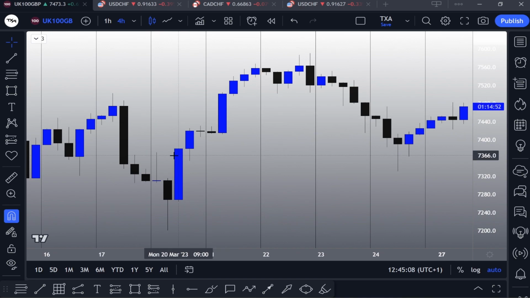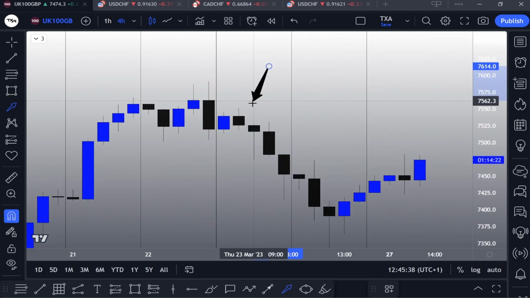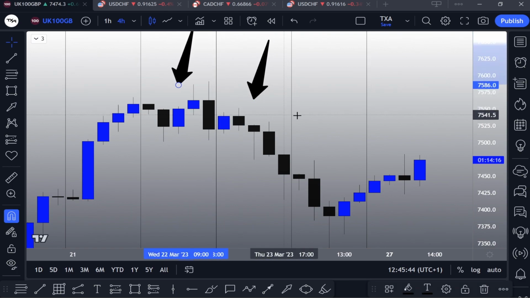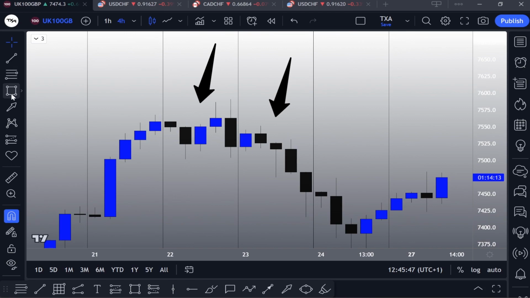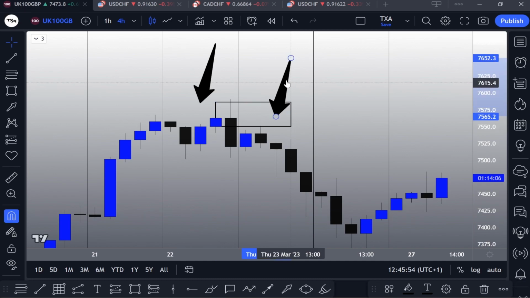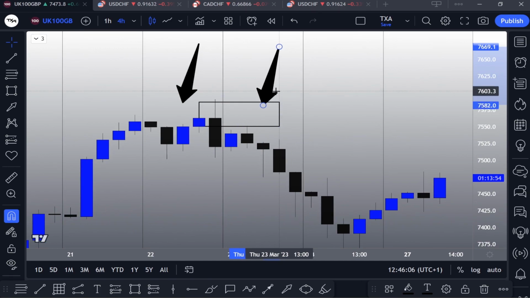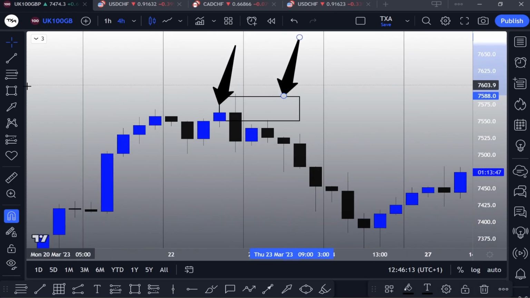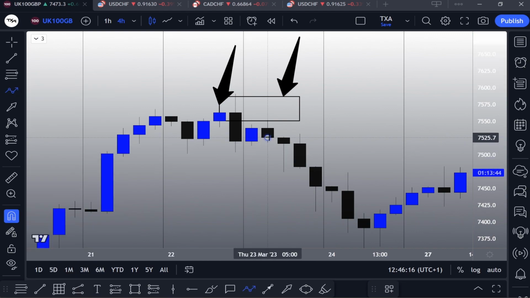Now that's done, what do we look for? Let's just say we are on this day. We need to look at the previous day, and on the previous day we need to identify supply and demand zones. If you don't know how to draw the supply and demand zones, then I suggest that you watch my other video in which I describe how to identify supply and demand zones in the market. Once you identify your supply zone, which is this blue candle over here, you then wait for the price to reach this supply zone, and that's your entry.